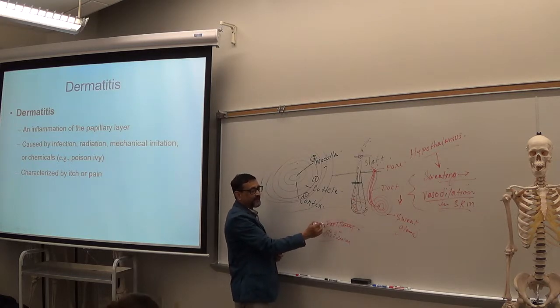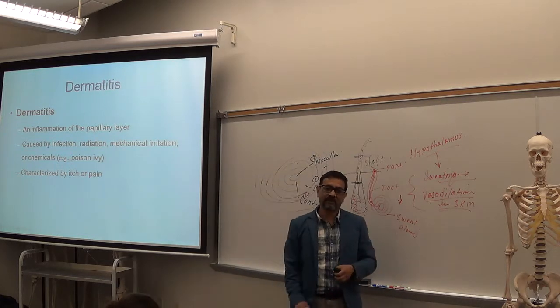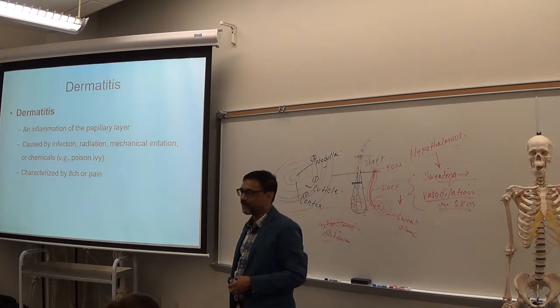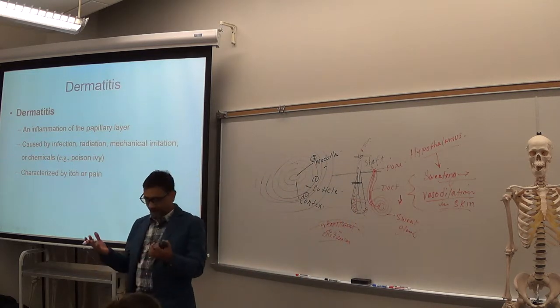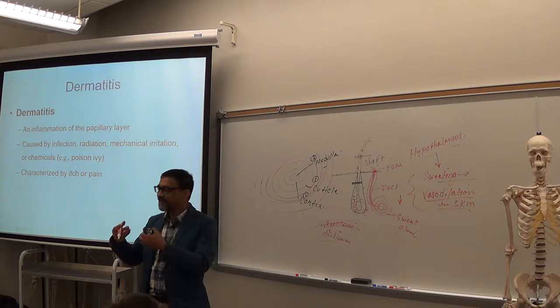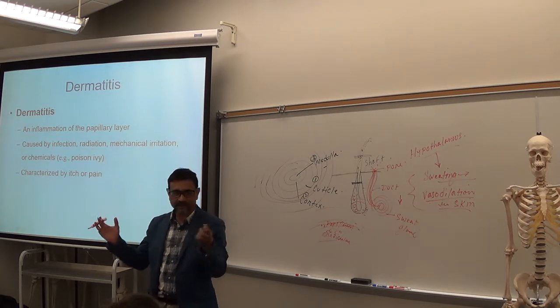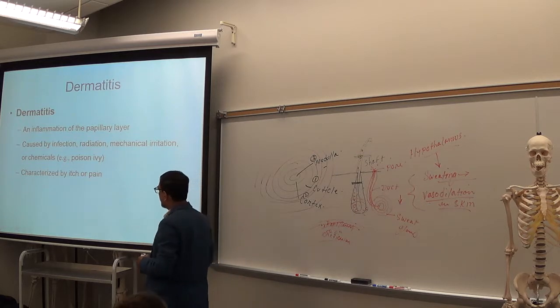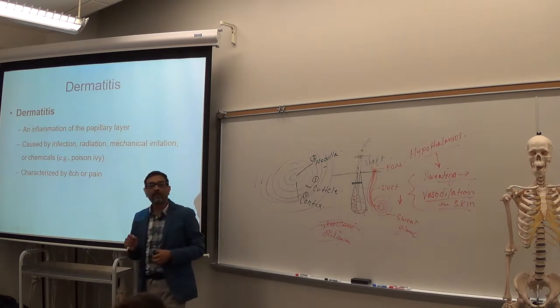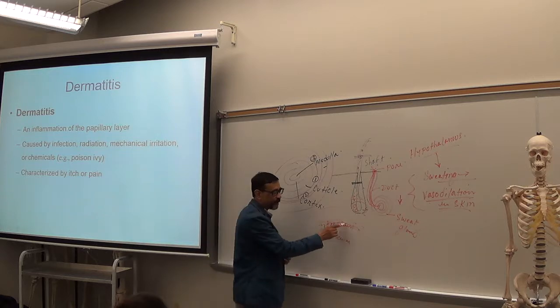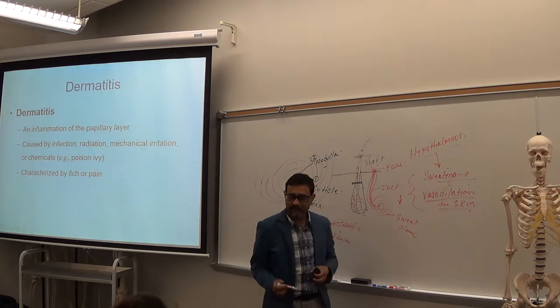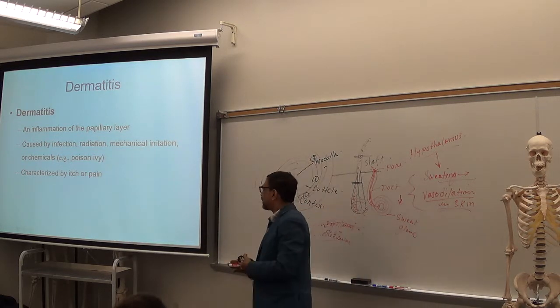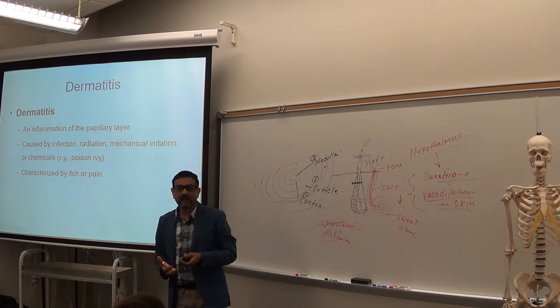So dermatitis is the inflammation of the outer layer of the dermis, which is the papillary layer, and the soft layer will easily get destroyed or injured. The hard one will not. So dermatitis is the inflammation of the papillary layer, which is loose areolar type of connective tissue. Okay, and what can cause inflammation of your dermis?